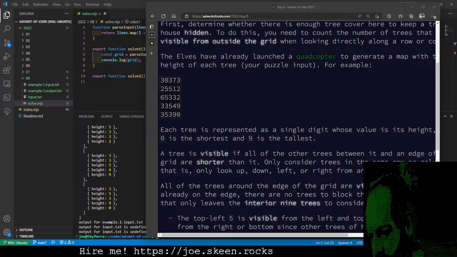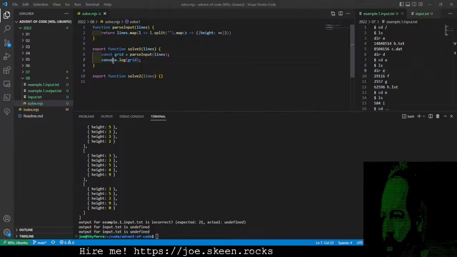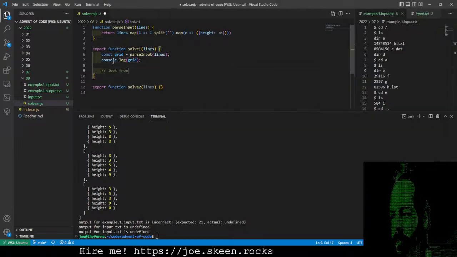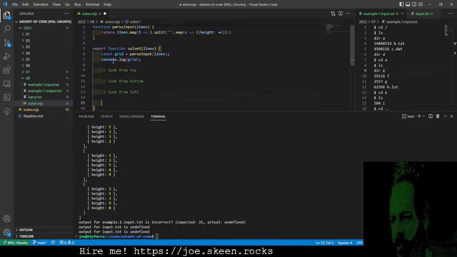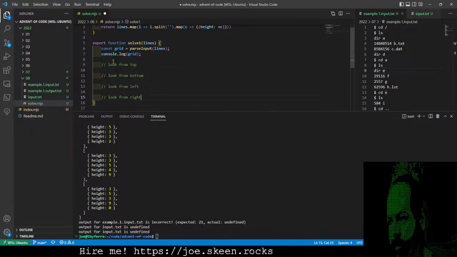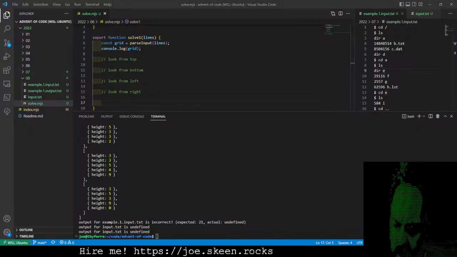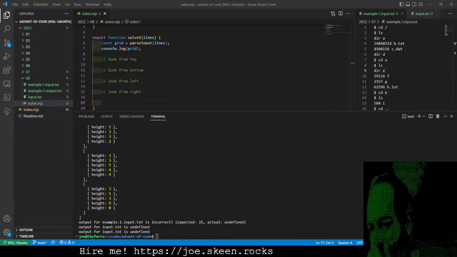So I think we could look from each of the four sides. Then once we have marked visible trees from each direction, we can count up all trees that are visible in the grid.